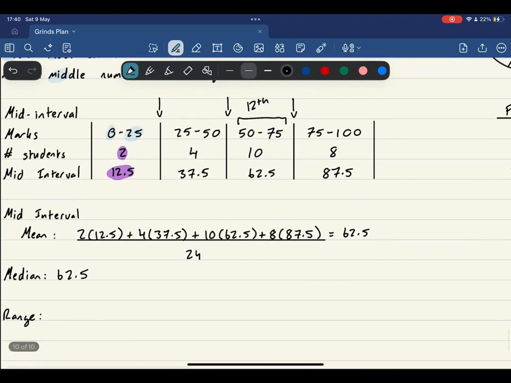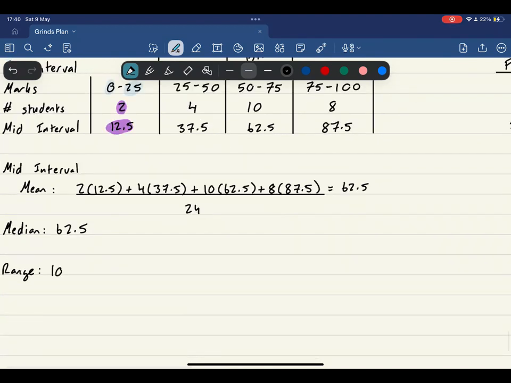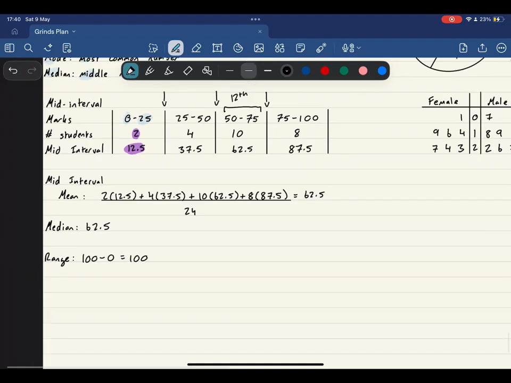For the range, it's going to be our top minus our bottom. So it's going to be 100 minus 0, so our range is 100. That's an easy example there, but it's just the top value minus our bottom value.